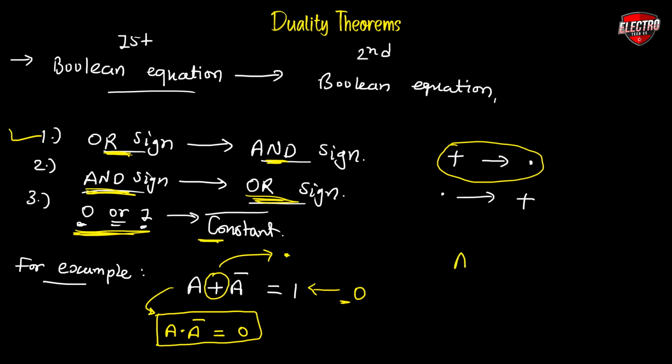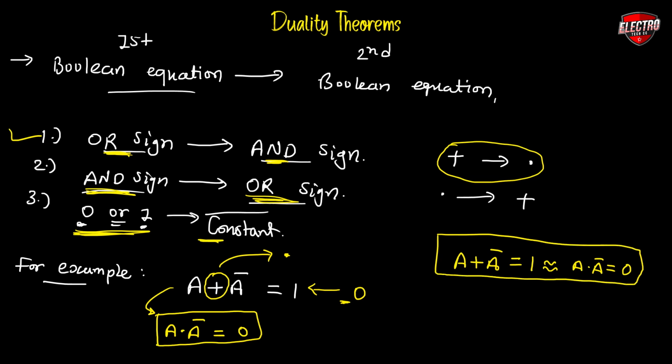The first form, A plus A bar is equal to 1, is equivalent to A dot A bar is equal to 0. Okay, both of these Boolean expressions are similar. Clear? So with the help of the duality theorem, you can simplify your Boolean expression easily. Thank you.